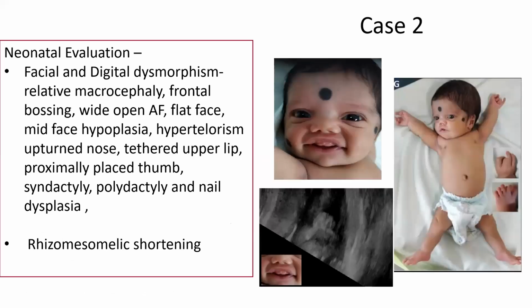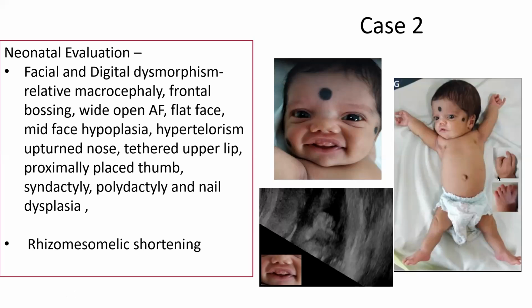And then they continued the pregnancy and brought the baby for a neonatal evaluation. Here we can see the facial dysmorphism findings: the baby has a relatively large head, frontal bossing, wide open anterior fontanelle, flat face with mid-face hypoplasia, hypertelorism, and an upturned nose, like we noticed in the scan also. Here we can clearly see the upturned nose, and then proximally placed thumb, and some digital dysmorphism was also there.